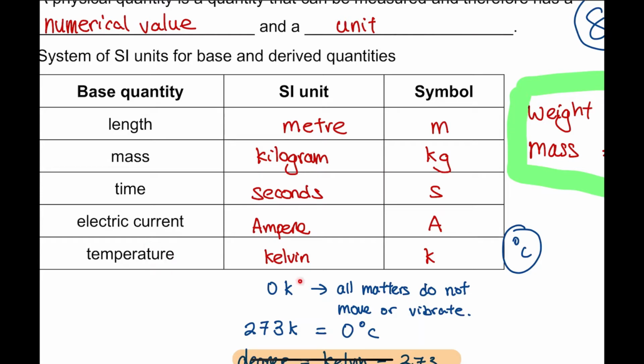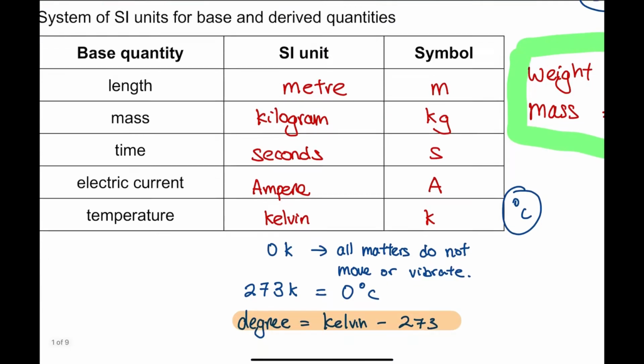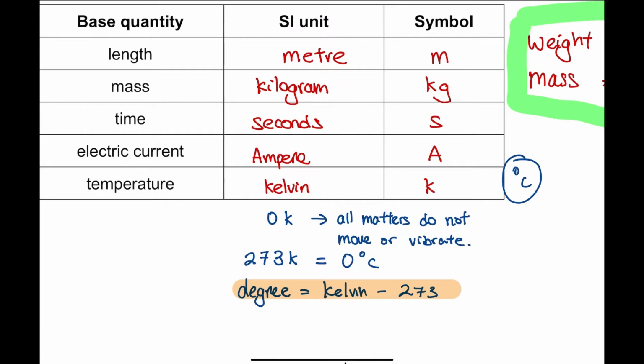For temperature, we use Kelvin. I understand that some of you may think otherwise, because we measure body temperature. My body temperature is 36.9 degrees Celsius. Degree Celsius is a conversion of Kelvin. At 0 Kelvin, all metals do not move or vibrate. You learned in lower secondary science that solid objects vibrate about their position, but at 0 Kelvin, the objects in solid don't even vibrate. So at 0 Kelvin, no vibration.